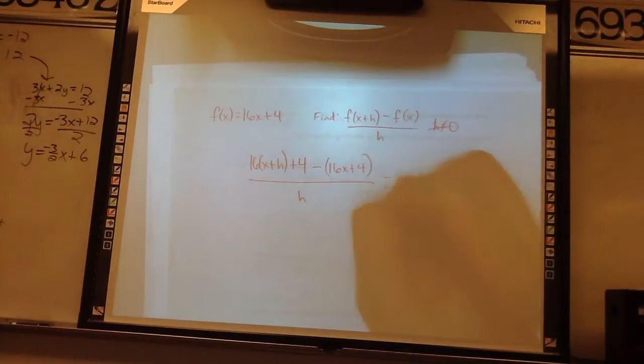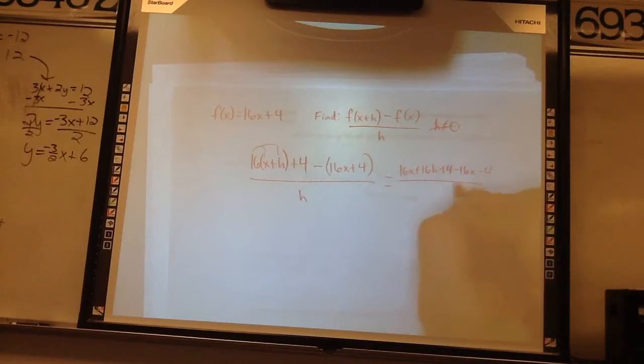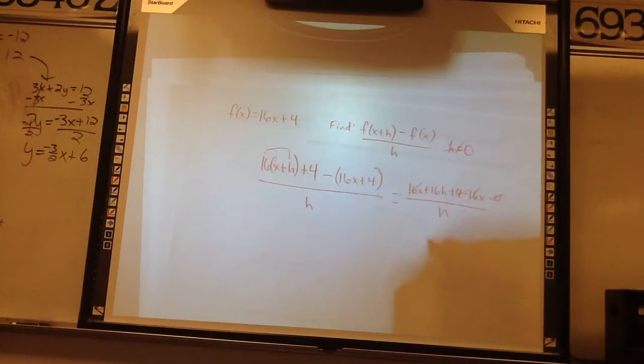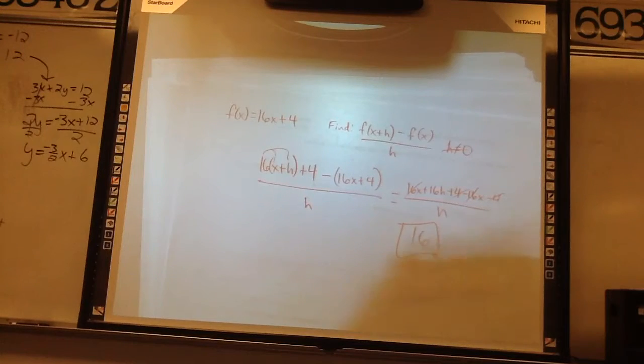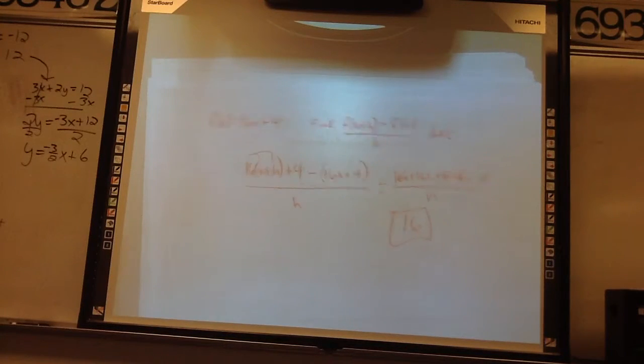Simplify, it's not random. Distributive property, you get 16x plus 16h plus 4 minus 16x minus 4, over h. 16 minus 16 is 0, 4 minus 4 is 0, 16h over h is 16. And then, why is the h part of this? It's just there for funsies. I'll explain it when the camera's off.